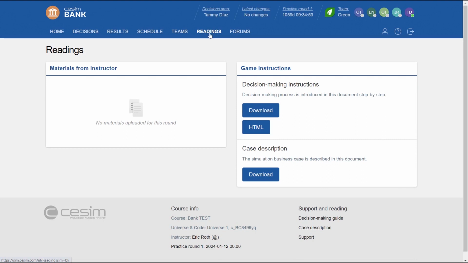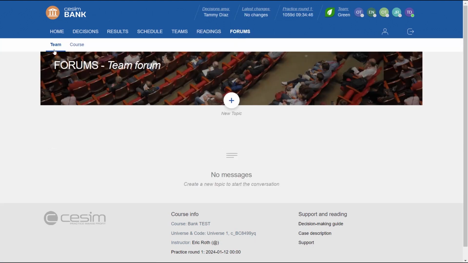On the readings page you find the decision making instructions and the case description. Then under forums you have two different forums, one for the team, so any messages on this forum will be visible for your team members and your instructor, and anything that you post on the course forum is going to be visible to all the course participants.